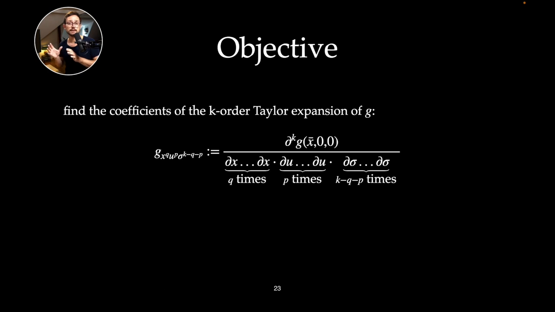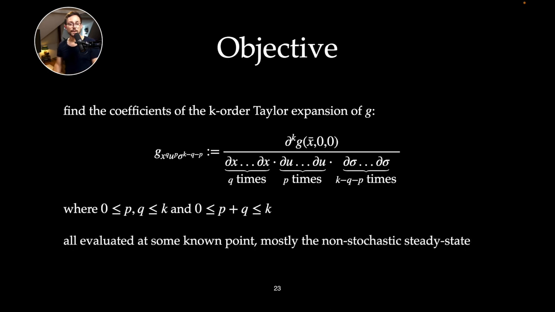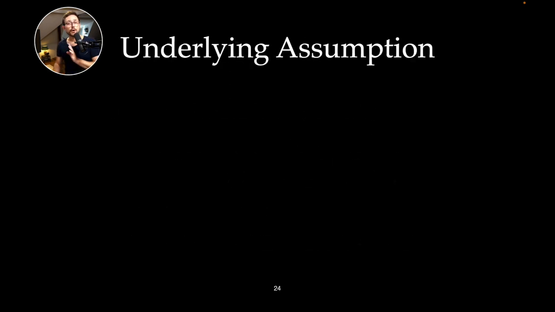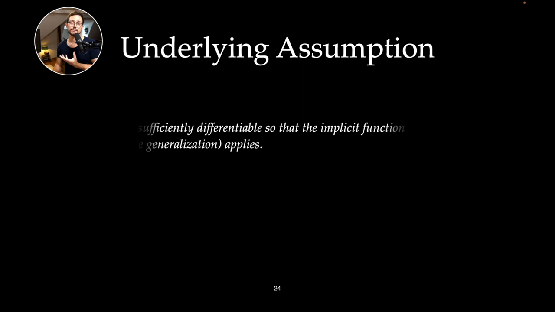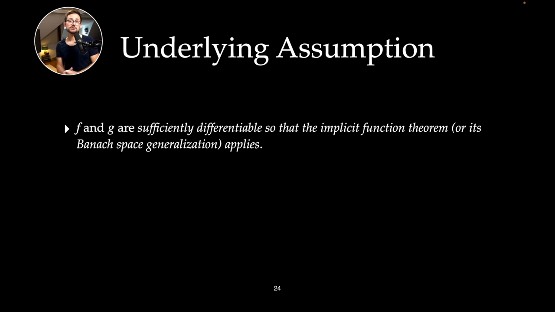And this is all due to us using the Taylor expansion, the implicit function theorem. Okay, all those terms are evaluated in the one point where I know the value of my function and also the value of all the derivatives of these functions, so at the non-stochastic steady state. One word of caution, or the underlying assumption that we have to make this whole perturbation approach work, is that f and g are sufficiently differentiable so that we can actually use the implicit function theorem or some generalization of that, and this actually applies.